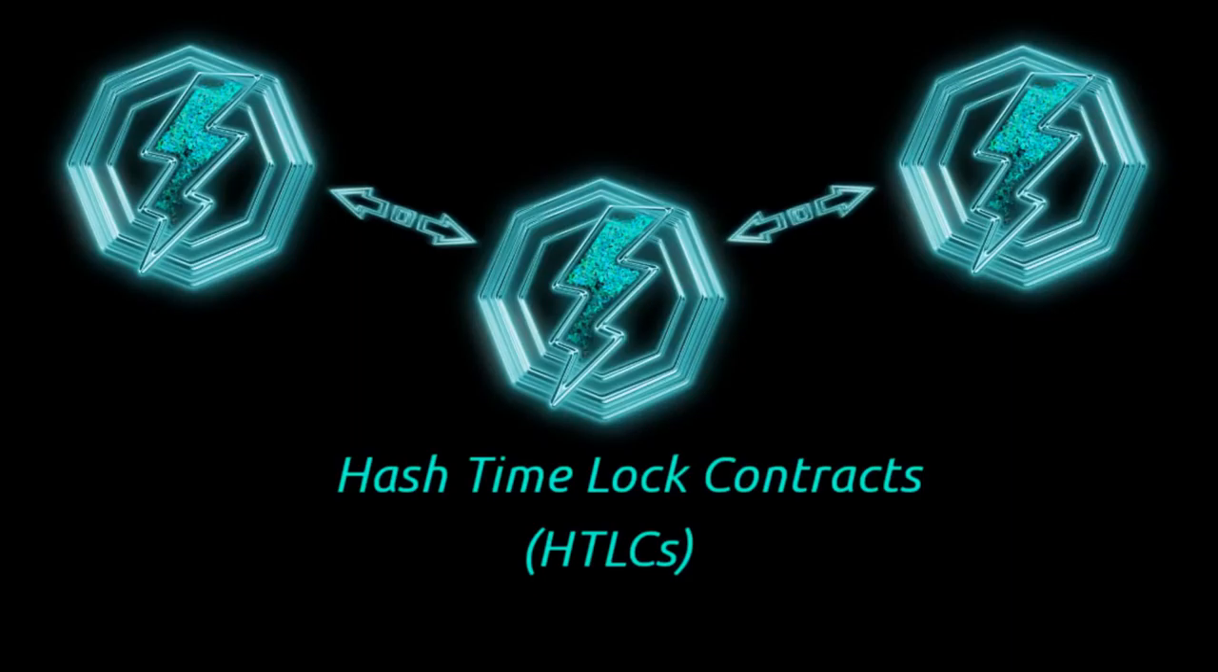Spillman channels and bidirectional channels were each entirely different designs, but the smart contract used to facilitate routed payments is more of an upgrade to bidirectional channels. Hash time lock contracts, or HTLCs, use multisig, CLTV absolute time lock, CSV relative time lock, and hash locks to allow two people without a direct channel to each other to transact.